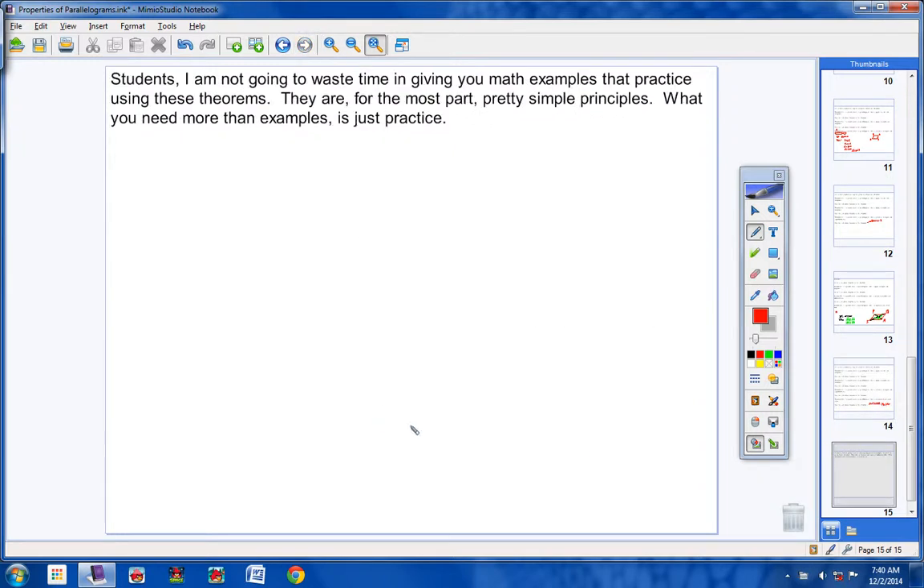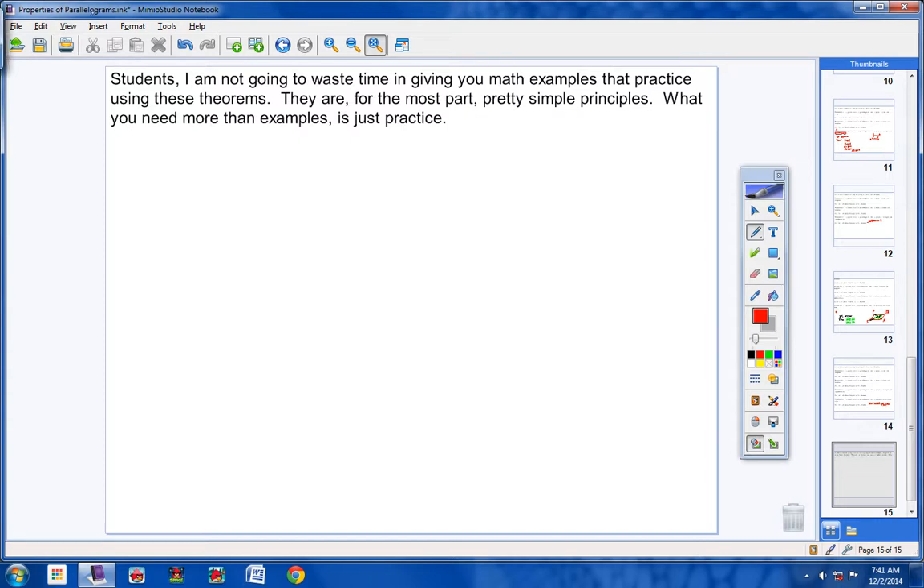Now, listen, students, I'm not going to waste time giving you math examples that practice using these theorems. If my voice was 100%, I would still not waste time giving you math examples. They are, for the most part, pretty simple principles. What you need more than examples is to practice, okay? When I taught you in 8th grade math, for you juniors, some days I would teach for only 20 minutes. Some days I'd teach for 40. I have no problem giving you extra time in class for homework. In fact, I love it when you can finish your homework in class, okay? It's not a bad thing. It doesn't happen very often. It's not a bad thing.